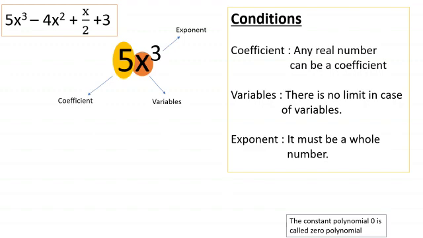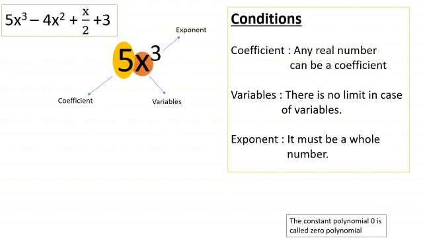Now in case of variables, also there is no particular condition. It can be any variable. It can be x, it can be y, it can be g, it can be t, anything. And also there is no limit in the number of variables. It can be a single variable, it can be two variables, it can be three variables. Now comes the important condition which makes an algebraic expression into a polynomial. That is in case of exponent.